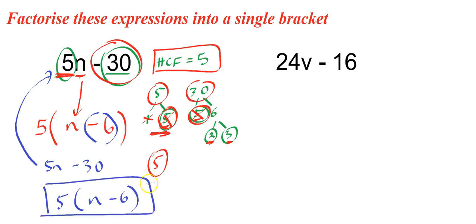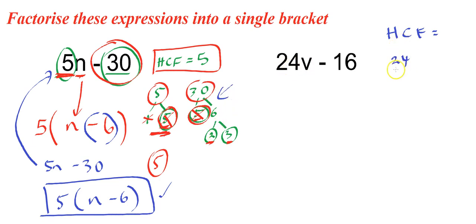Let's have another go at this one over here. We've got 24v minus 16, so we need to find the highest common factor. When I look at these two numbers, it is a little bit harder to see. If you know your times tables, you could probably get it quite quickly, but again, we're going to use a prime factorization tree, the same as what we used here. So let's try that.